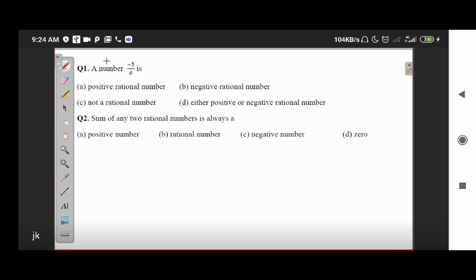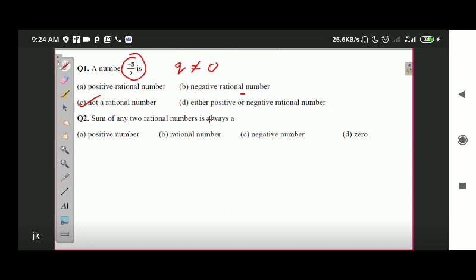Okay, question number 1 is: a number minus 5 upon 0 is. What kind of number is it? The question is asking what kind of number minus 5 upon 0 is. So minus 5 upon 0 is not a rational number. Why? Because the denominator of a rational number p upon q cannot be equal to 0. The denominator of a rational number cannot be 0. So it is not a rational number. It is not a positive number because there is a negative sign. It is not a negative rational number because it is not a rational number, and neither is the D option.